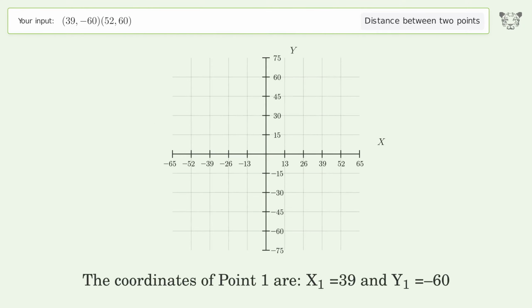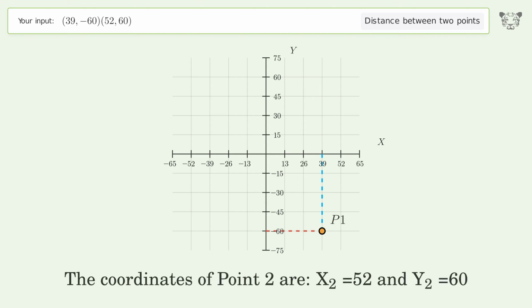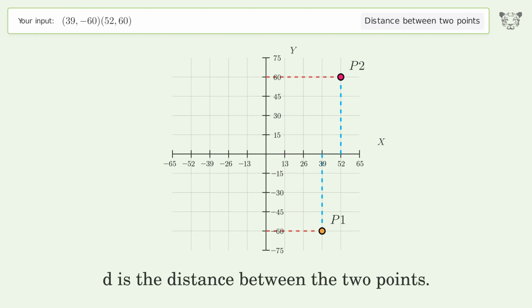The coordinates of point 1 are x1 equals 39 and y1 equals -60. The coordinates of point 2 are x2 equals 52 and y2 equals 60. D is the distance between the 2 points.